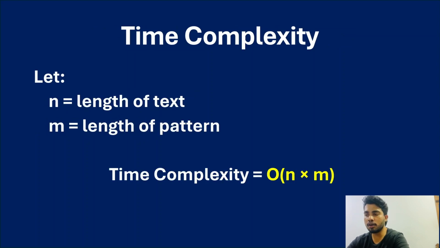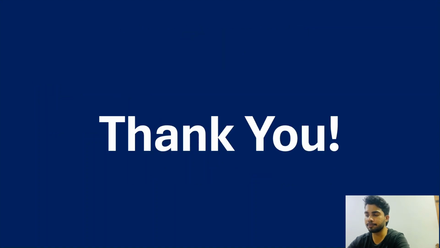Next, we'll talk about time complexity. Let n be the length of the text and m be the length of the pattern. In the worst case, the pattern is compared at every position in the text and for each position all pattern characters are compared. So the time complexity is O(n × m). This means longer text and longer patterns require more comparisons.